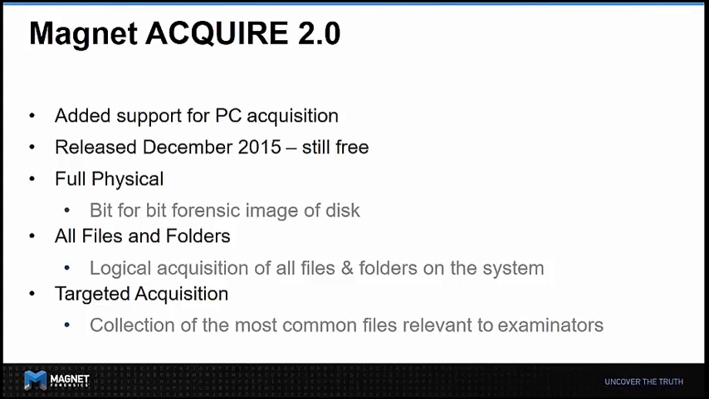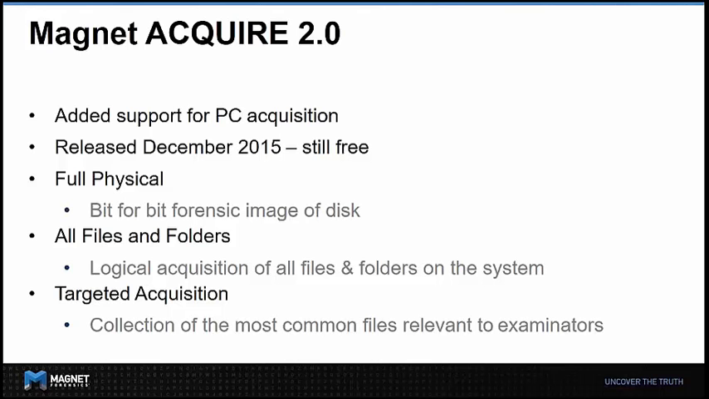So there are now 3 methods to acquire a PC image, and I'll get into more detail about these when I show you going through the tool, but I wanted to give you a quick preview of them here. The first one we have is a full physical image, which is exactly what it sounds. It's a bit-for-bit forensic image of the disk.